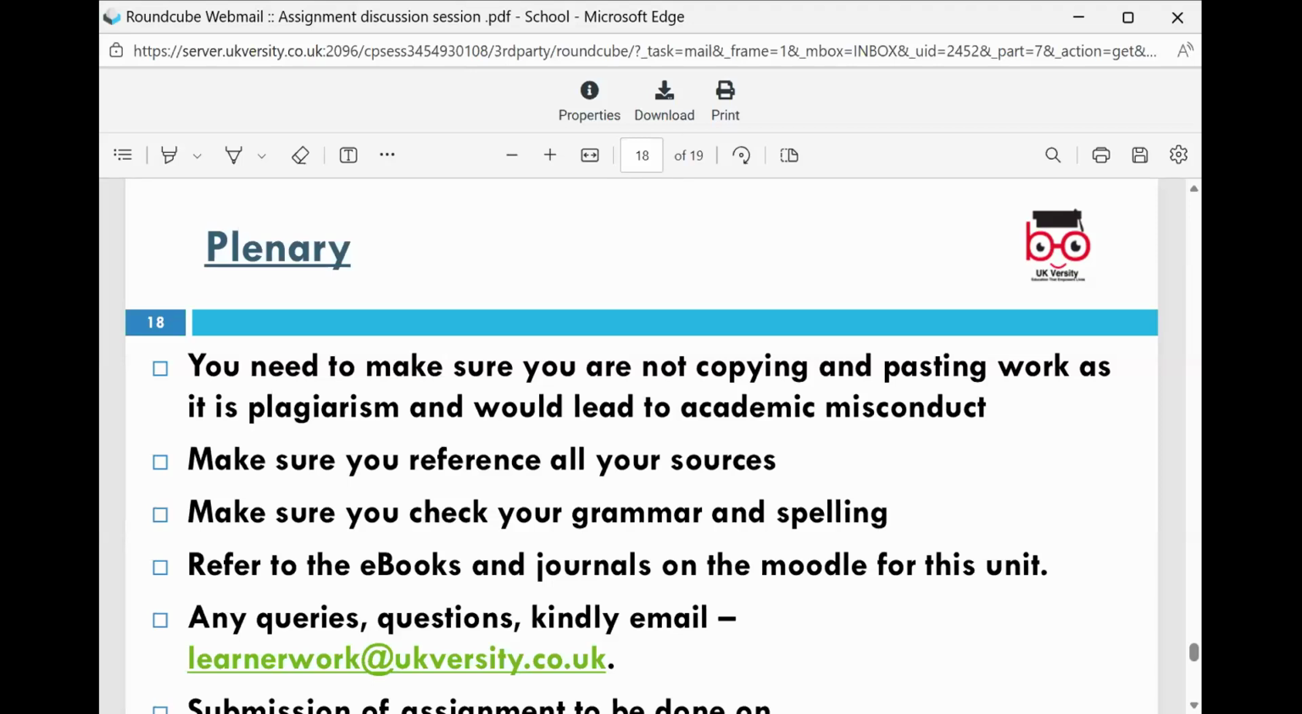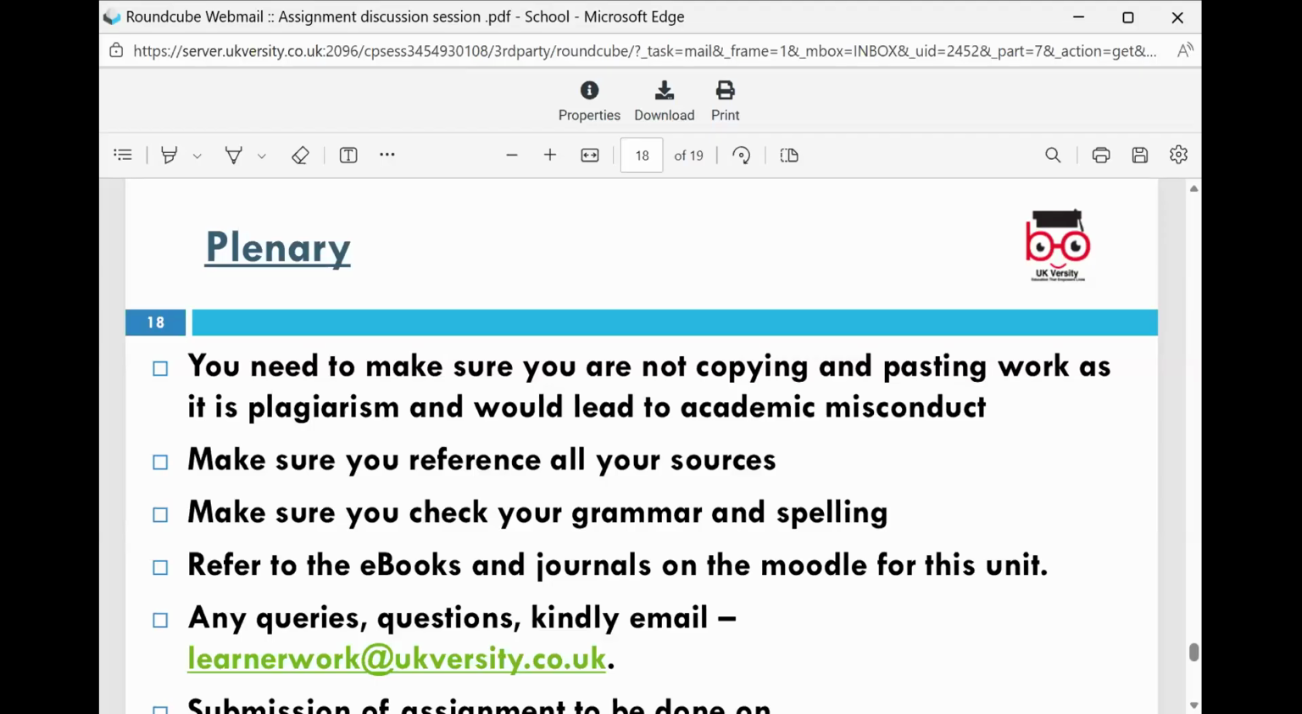A big one is make sure you use UK command verbs, and you are checking your grammar and spelling as well, because it's really important to check your grammar and spelling, and make sure you are not using American style English as well. Read ebooks and journals available for Moodle in regards to some extra additional information that you can use.